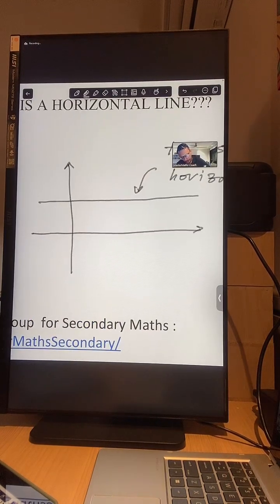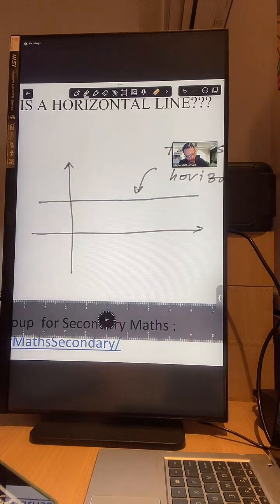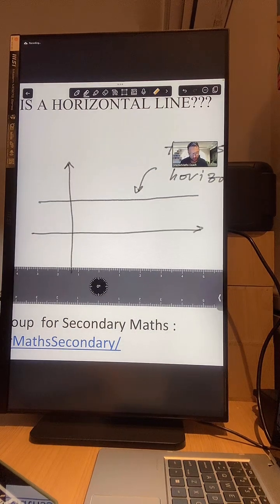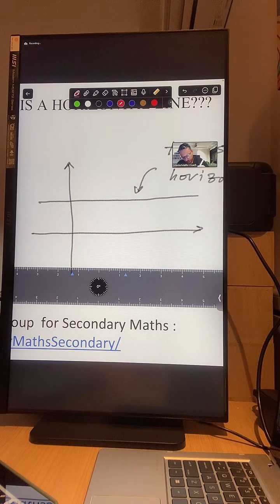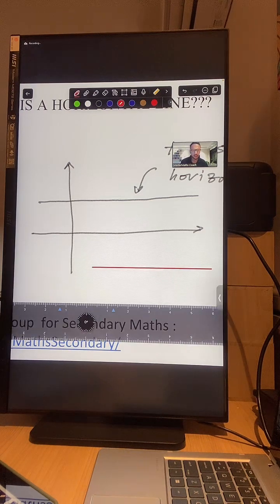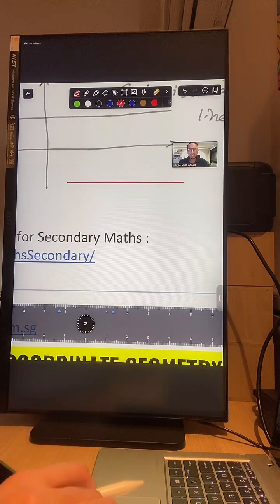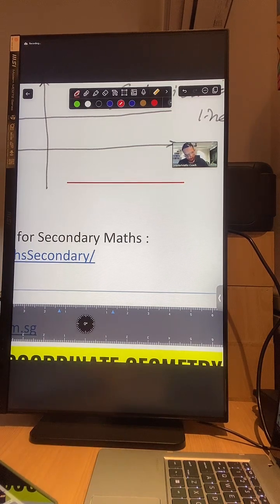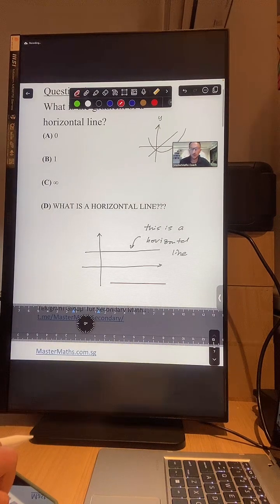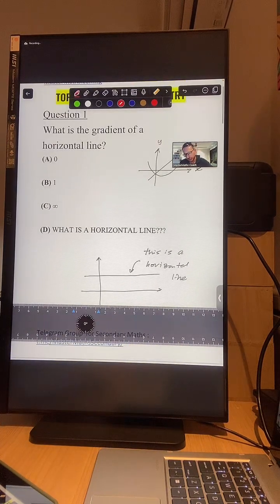If I were to take out my ruler, the good thing about this Notability app is that you can use rulers. So let me draw it in red for you. This red line here is a horizontal line. So the gradient of a horizontal line is 0. The gradient of a horizontal line is 0. So if you got the answer as A, well done. The answer is correct. That's A.